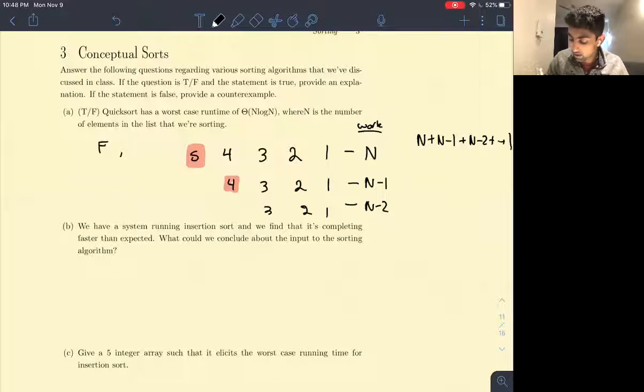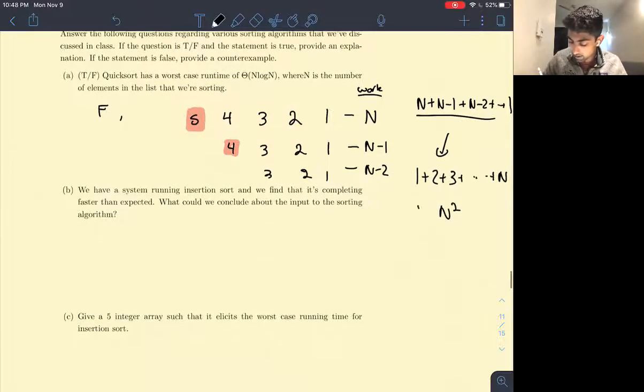And we know that this sum, written a little more cleanly, is equal to n squared. Or I'll say not exactly equal, but asymptotically equal. So we see this is false. The worst case is not n log n, it's rather n squared. And then this is the counterexample.